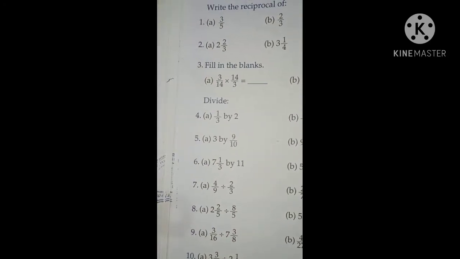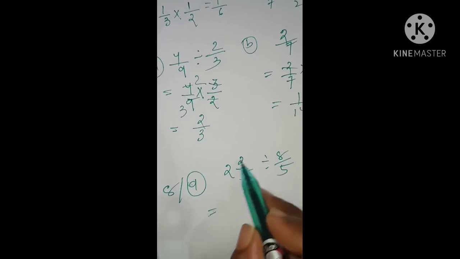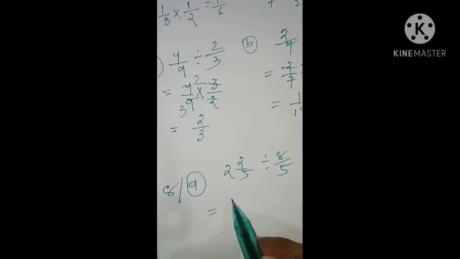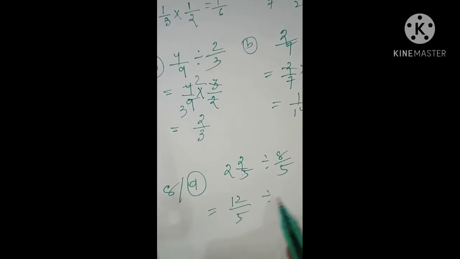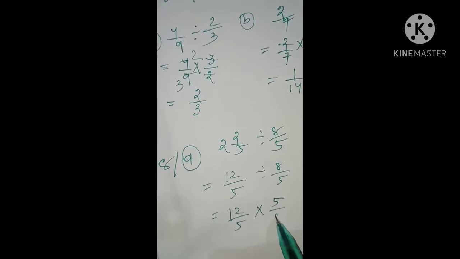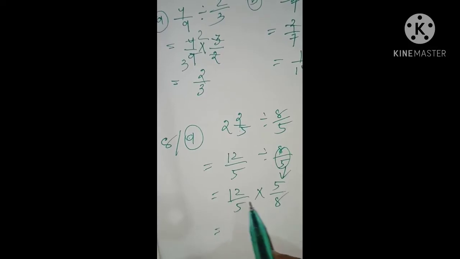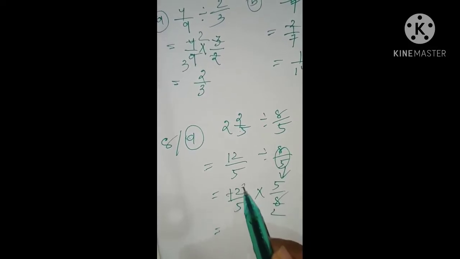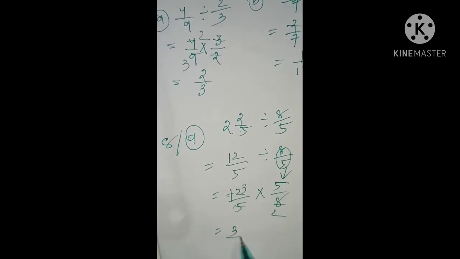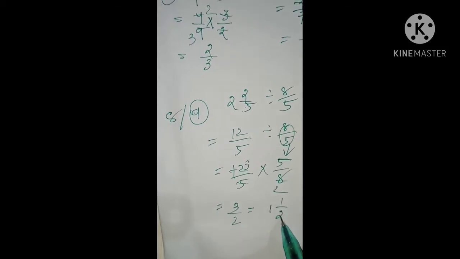And 8 number, let me do one. That is 8 number A. 2 whole 2 by 5 divided by 8 by 5. So this one you will solve. 2 whole 2 by 5, this one will change into an improper fraction. 5 twos are 10 plus 2 equals 12 by 5 divided by 8 by 5. Next we will do 12 by 5 into 5 by 8. This is the reciprocal of this number. Now is there any cancellation possible? Yes sir. Here 4 twos are 8, 4 threes are 12. 5 fives will cancel. 3 by 2. So 3 by 2 again you will convert into a mixed fraction, that is 1 whole 1 by 2. This is the answer.